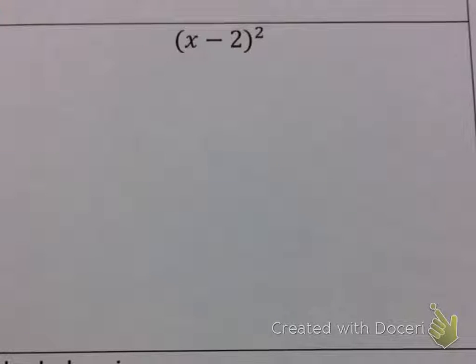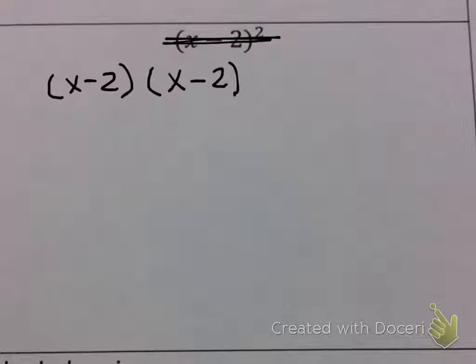Now as we move to this one, it looks a little bit cleaner than the other one, but we have to rewrite it. This 2 right here means that we need to write this equation right here twice. We can't just distribute that through, we have to rewrite the equation. So when we rewrite the equation, we're going to have x subtract 2 times x subtract 2. And we're done with that up there because we've rewritten it.